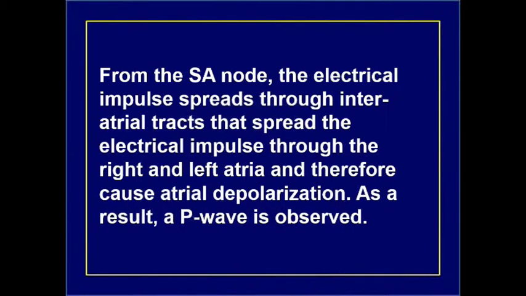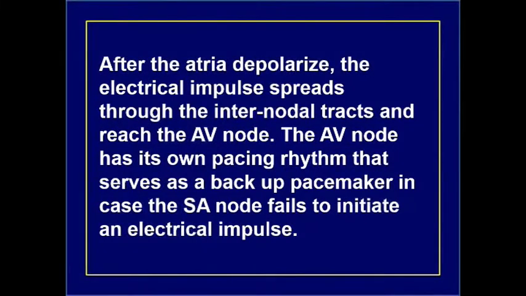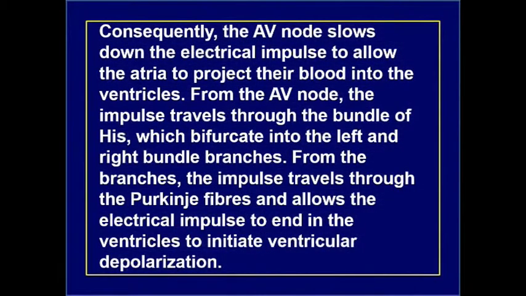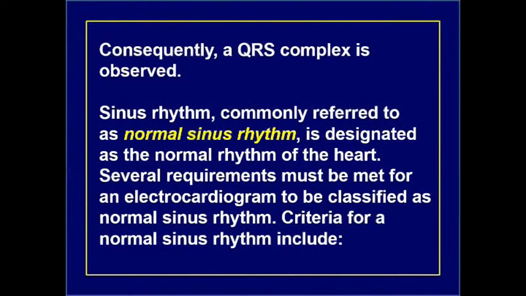The electrical impulse spreads through the interatrial tracts that spread electrical impulses through the right and left atrium, and therefore cause atrial depolarization, and this is known as a P wave. So after the atrial depolarization, the electrical impulse spreads through the internodal tracts and reaches the AV node. The AV node has its own pacing rhythm that serves as a backup, even though it's slower. So again, okay, we know that it goes through to the Purkinje.